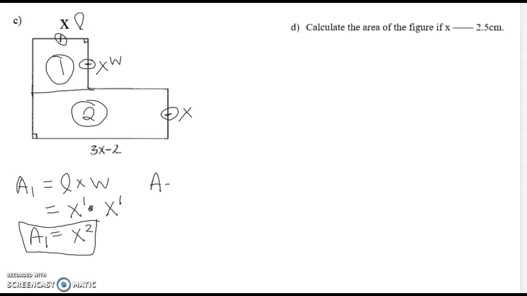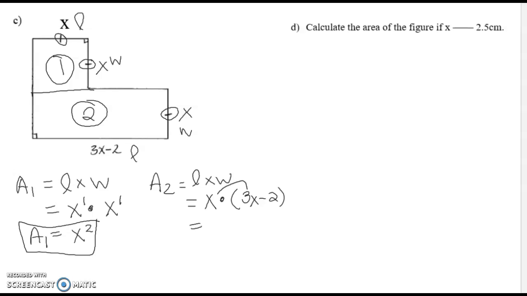So now we'll do the area of shape 2. We know it's the same thing, a rectangle, length times width. Okay, so now we're going to have the length and the width. So the length is 3x minus 2, and the width is x, but I'm just going to do it reverse. So I'm going to do x times 3x minus 2. Okay, so I just like it this way better.